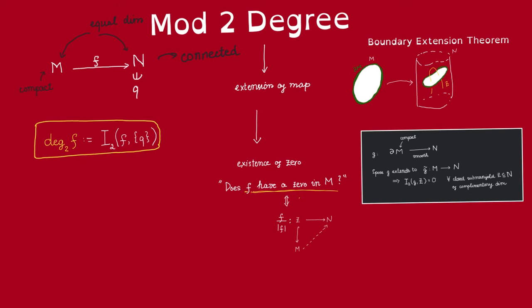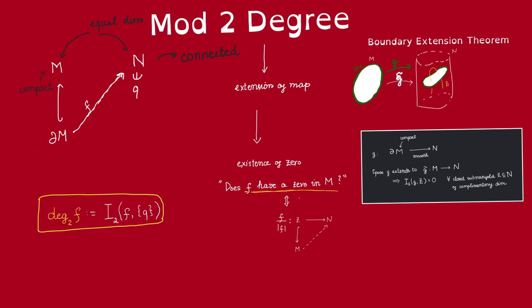Remember the boundary extension theorem. Recall that this theorem says that suppose we have a map G on the boundary of some manifold M. If this map extends to the whole of M, then the intersection number mod 2 of this G with any closed submanifold of this codomain of complementary dimension must be 0. Alright, so now let's rephrase this in terms of mod 2 degree.